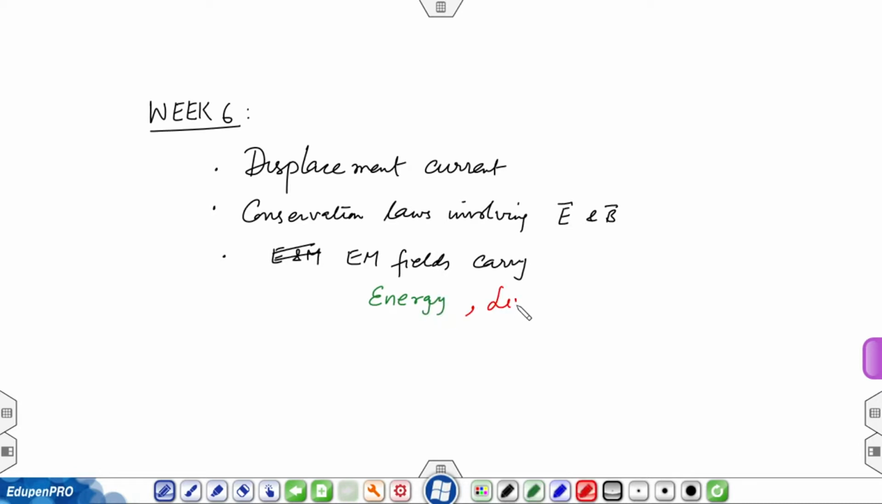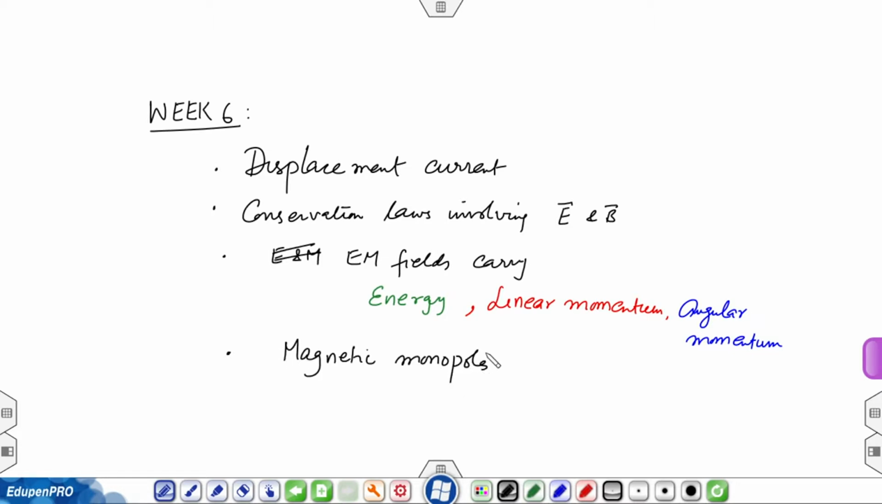energy, linear momentum and angular momentum. And finally, we also explored a little exploratory discussion we had in one lecture about magnetic monopoles. So, I end this lecture by solving 2 or 3 problems on all these topics.